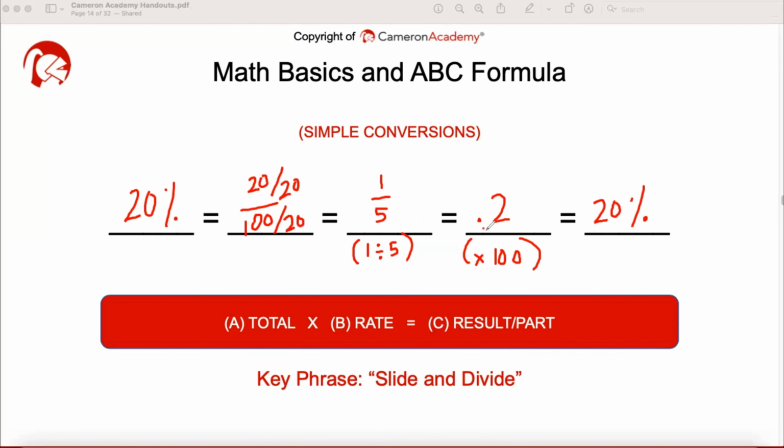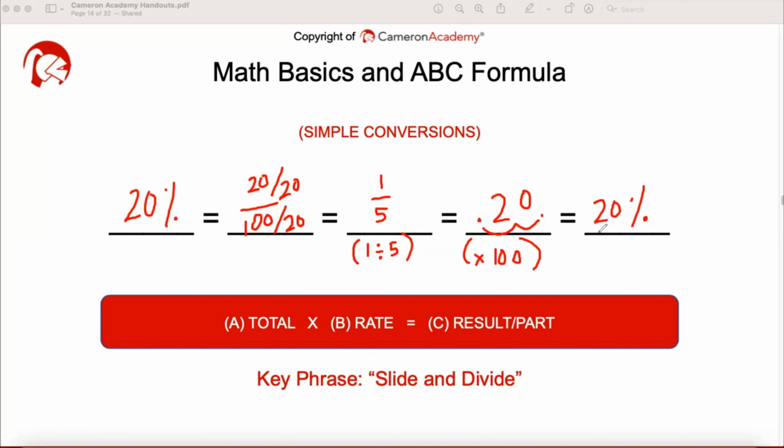Let's see how that works. We move it 1 space, and then the second space, well, wait a second. There's something missing in the second space. But if you remember from school, if you're missing something, your teacher said, add a 0, and it becomes 20% once again. If I were to ask you to convert from percentage back into decimal, how would you do that?